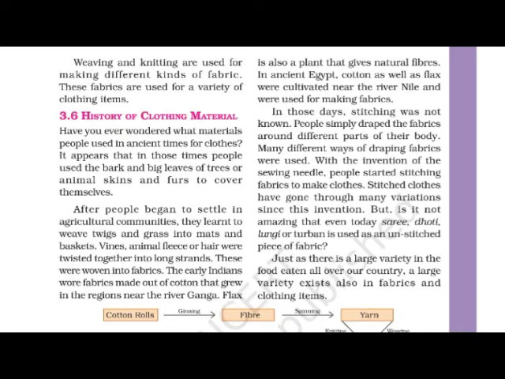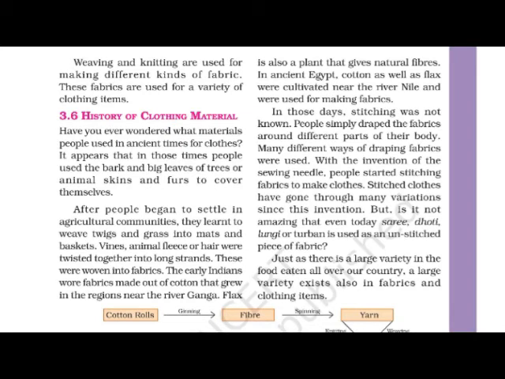The early Indians wore fabrics made out of cotton that grew in the regions near the river Ganga. Flax is also a plant that gives natural fiber. See, at that time the people were just thinking and making themselves comfortable to wear the different kinds of materials that they were able to obtain. They got natural fiber from the flax also.